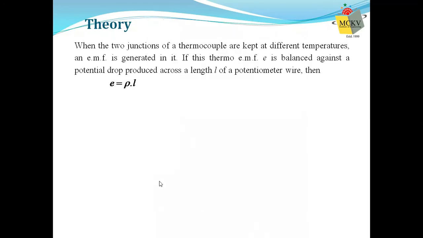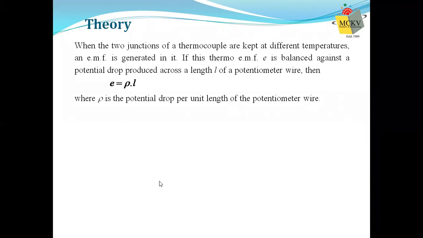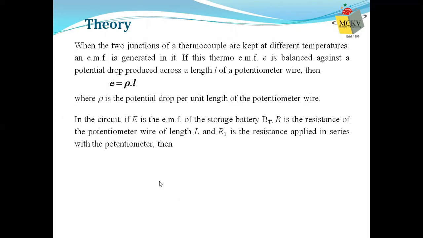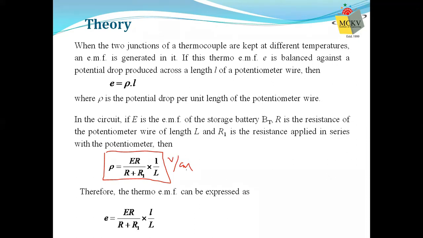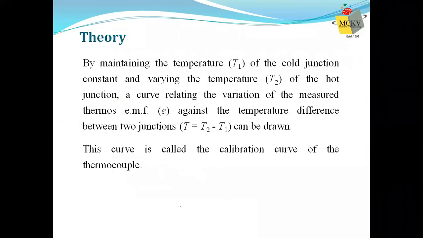I've already mentioned the theory. The EMF is resistance per unit length into the length at which you find the null point. This is all you know. This is the potential drop per unit length, in volt per meter or volt per centimeter. So the thermo EMF is rho into small l, where small l is the length at which you find the null point, the zero deflection of the galvanometer. That is the EMF developed across the thermocouple.